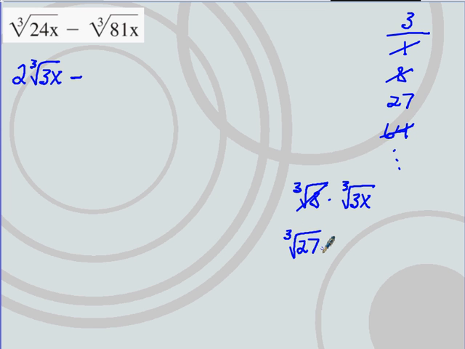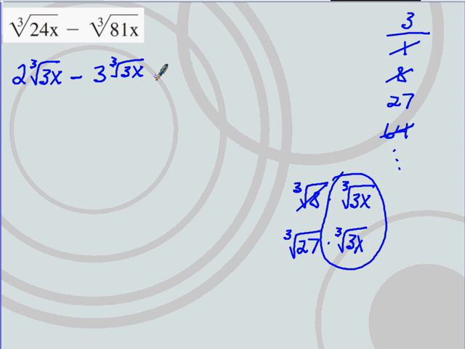There you go. Cube root of 27 times the cube root of 3x. And you can tell by just this part alone, these will be able to combine. Cube root of 27 is 3. So you have 3 times the cube root of 3x. Like terms, that's like having 2y's minus 3y's, which is negative 1y. You don't have to put the 1.